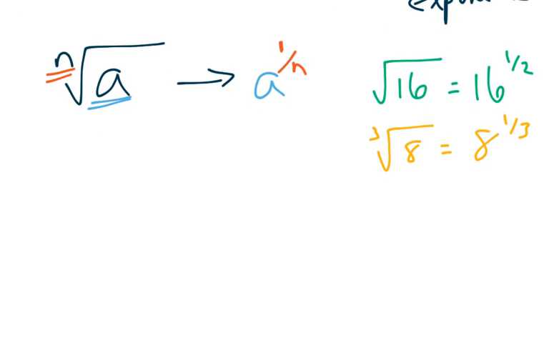So the number, let me change colors here again. The number in the crook, the index, becomes the denominator of your fraction, and if there's nothing else, then the number there is a 1. All right, let's try some examples.